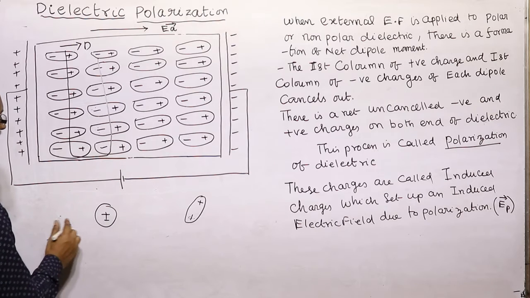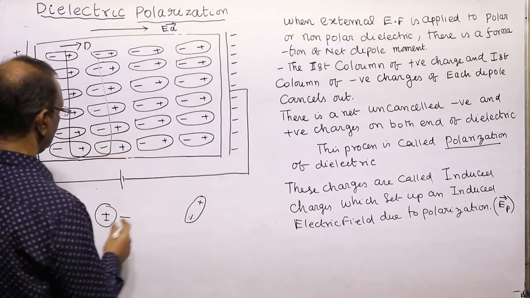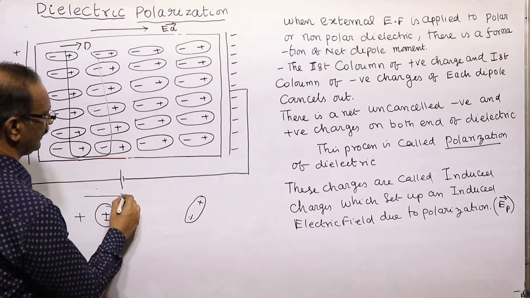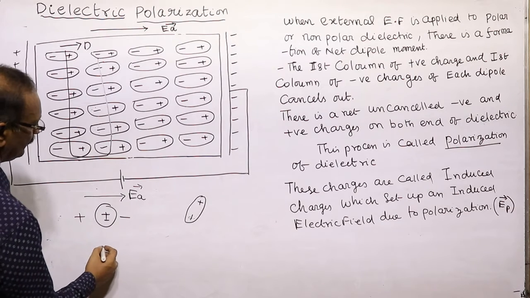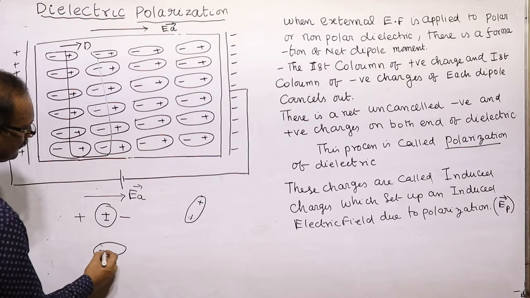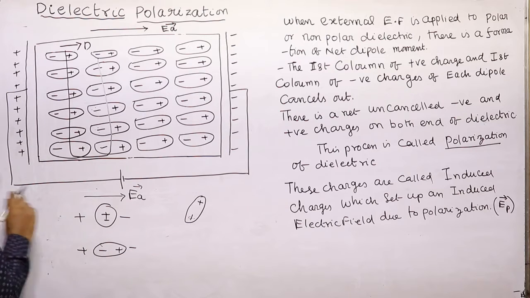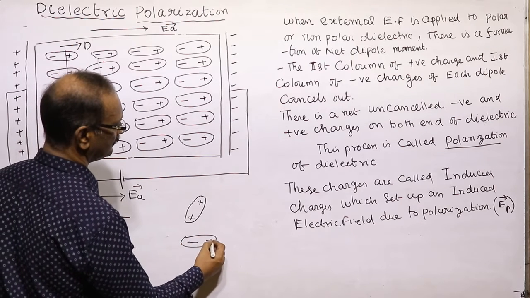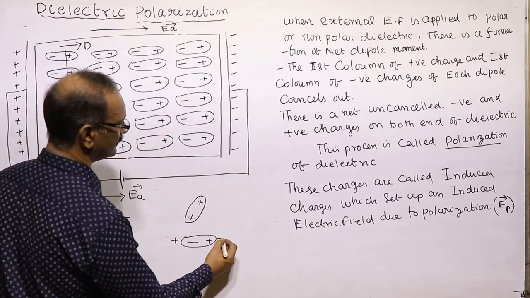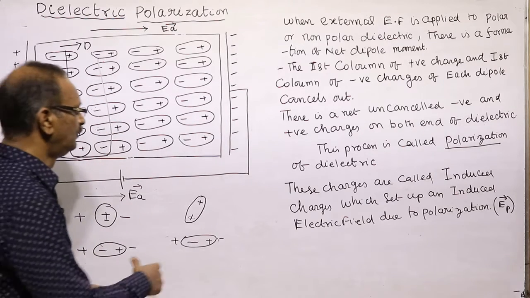On application of an electric field, one side becomes positive and one side negative. This is the applied electric field in this direction. So how will it become? The polar molecule, minus plus, because the field is external, the negative charge will be attracted towards the positive charge of the field. On application of the electric field, it will form like this, plus minus. This is the external electric field, and this is the dipole moment developed.